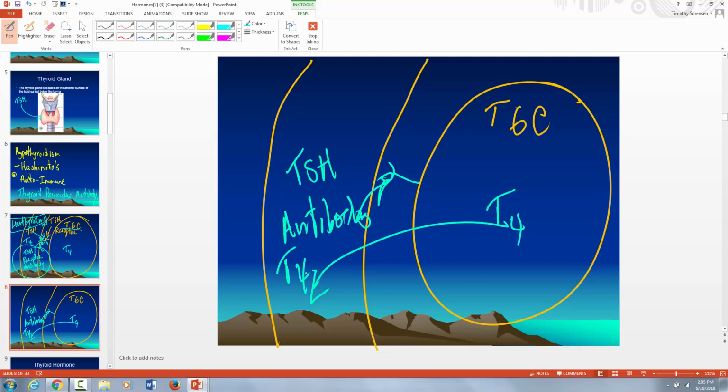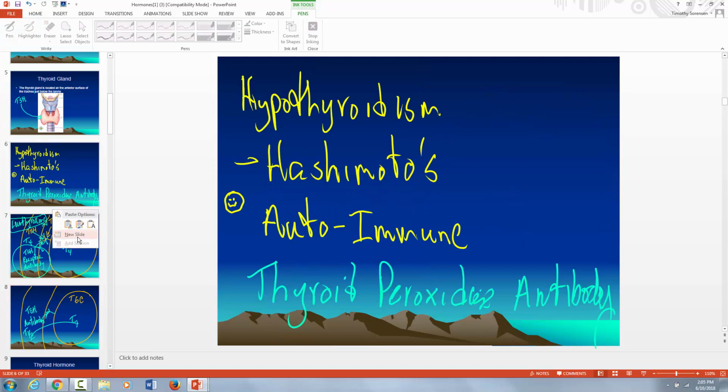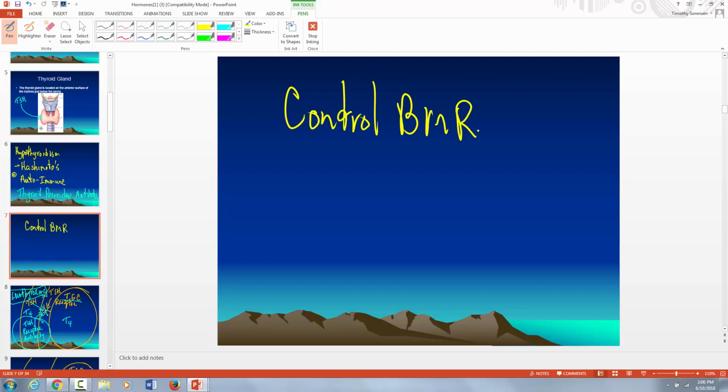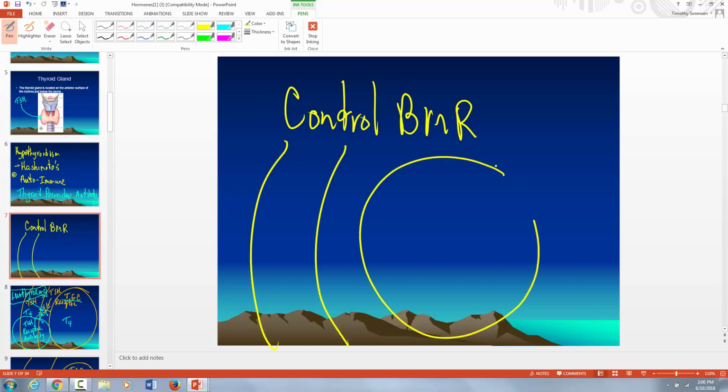Now, again, if you know the functions of the hormone, then you know what's going to happen to the person. So first of all, one of the functions of thyroid hormone is to control your basal metabolic rate. Basal metabolic rate is how many calories you burn at rest. And there are 2 big determinants of that. Number one is physical activity.